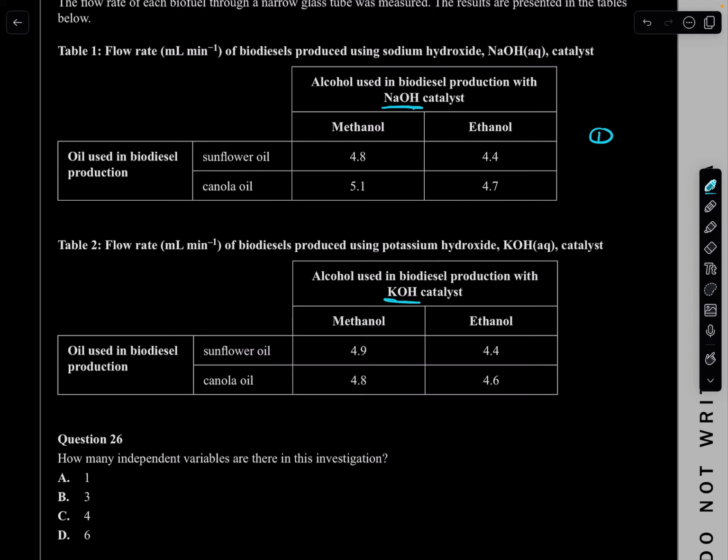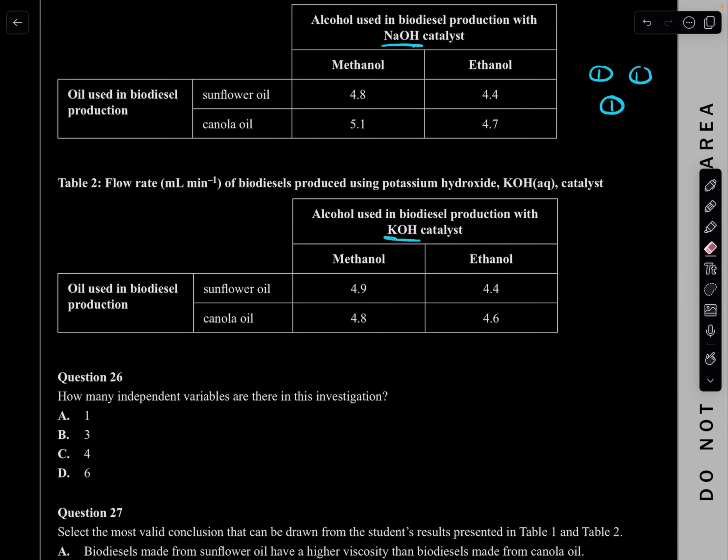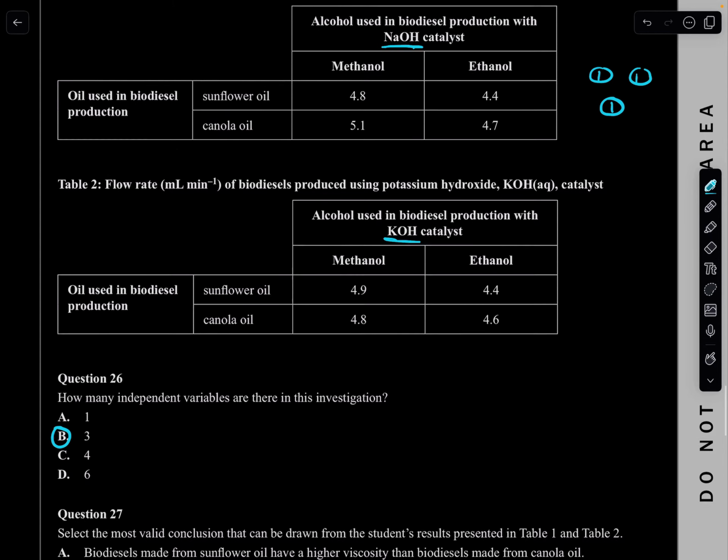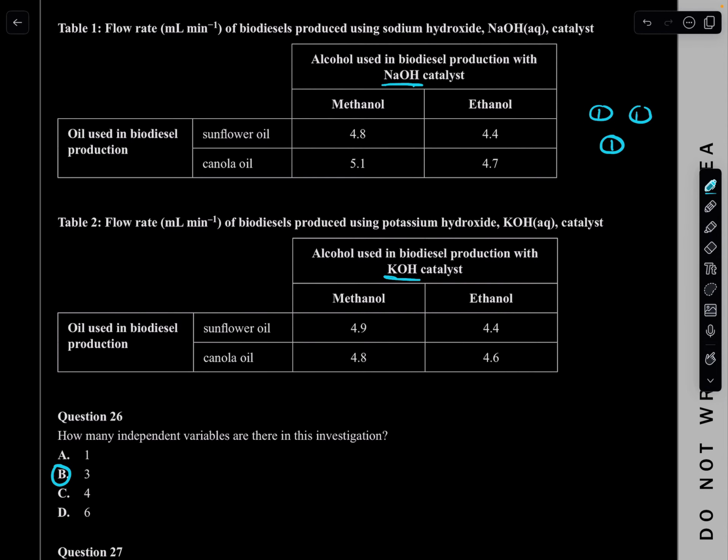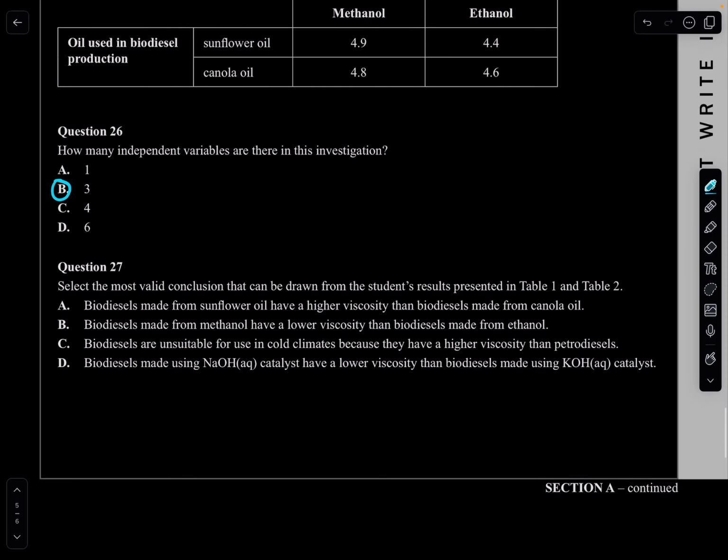Of course, we also have methanol and ethanol, comparing those two. So we can manipulate those. That's also another one. And we also have sunflower and canola oil. That's also another one we're comparing. So 3 independent variables. That is what I'm looking at. And of course, your dependent variable is the rate of flow. Basically, it's 1 because everything's just measuring the rate of flow. 27. Select the most valid conclusion that can be drawn from the student's results presented in Table 1 and in Table 2. So, A.